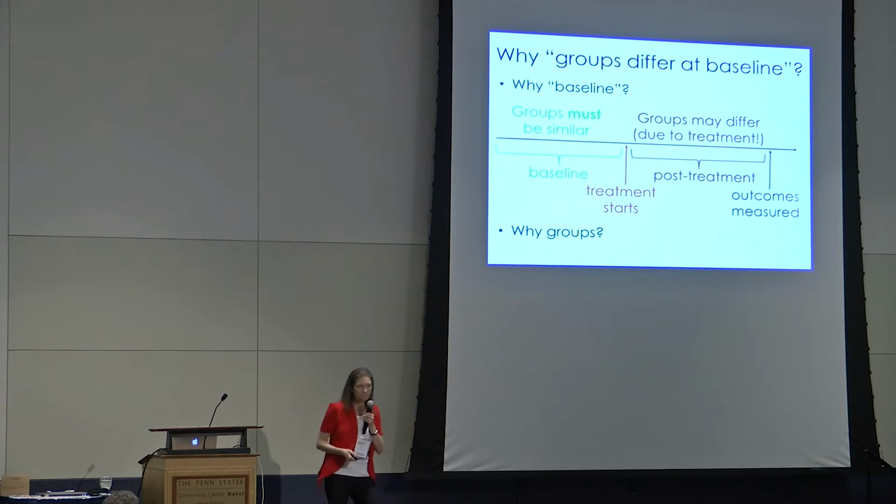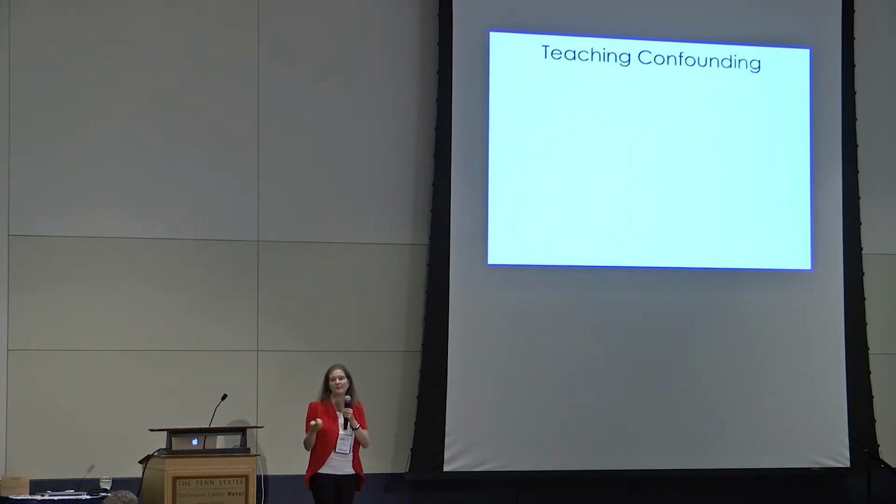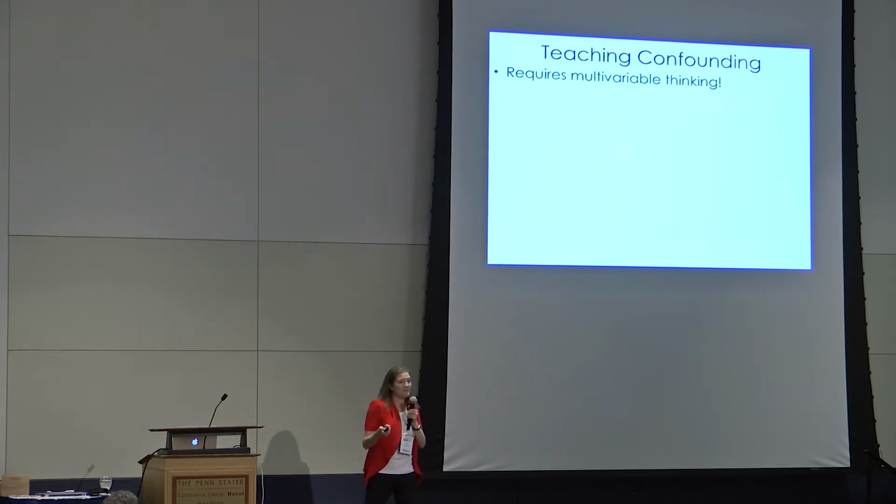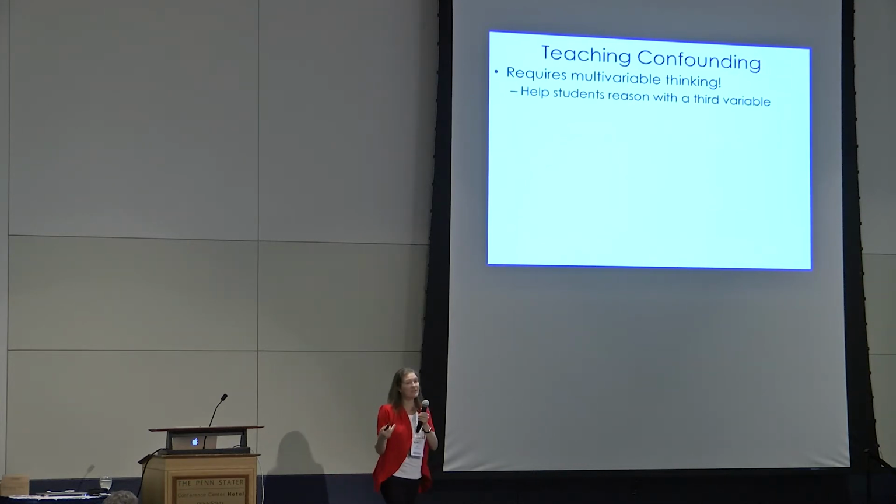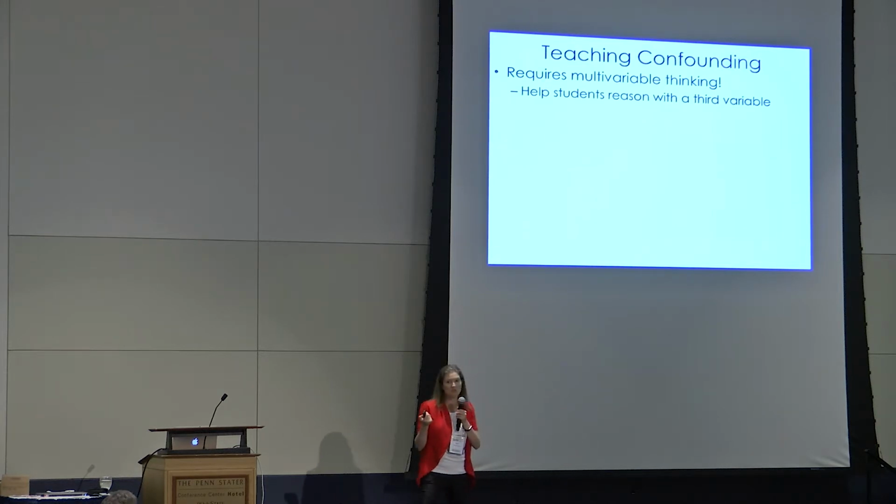So to summarize my thoughts about confounding in general: this does require multivariable thinking, as is pointed out in the most recent edition of the GAISE guidelines. We should be doing this in our intro courses. We have to help students reason in the presence of a third variable. And no, I don't think we have to go beyond 3 in intro, but I think we do have to go beyond 2 to that third variable.